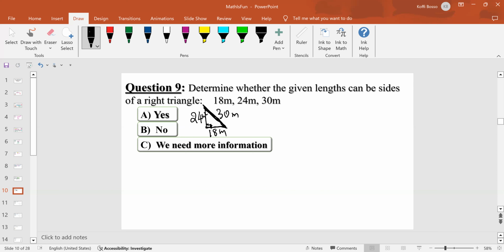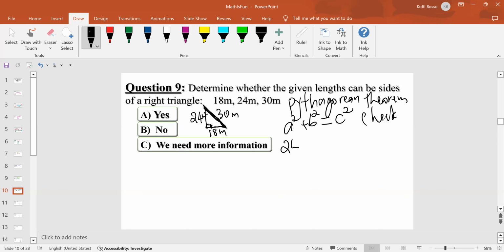Okay, but the formula I'm going to use to check is what? The Pythagorean theorem. And that theorem says, every time you have a squared plus b squared, this is equal to c squared. The c is always the hypotenuse, the longest side. So let's check this. We take 24 squared plus 18 squared, and we want to see if this is 30 squared.